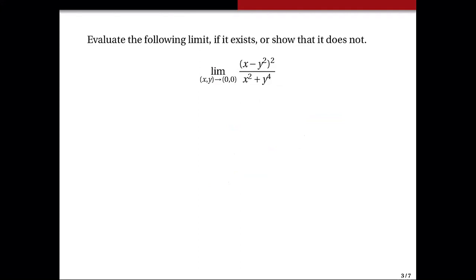Evaluate the following limit if it exists or show that it does not. So in here, we want to find the limit as the point x, y goes to 0, 0 of x minus y squared all over x squared plus y to the 4th. Now, what is your guess? Does the limit exist or does it not exist?